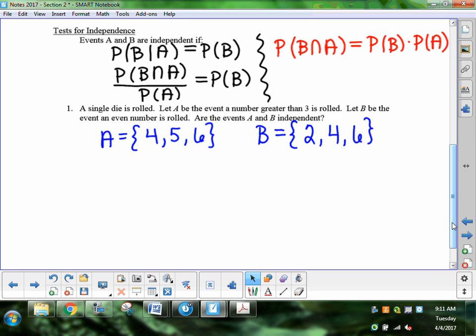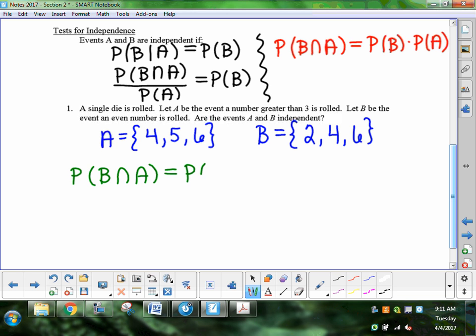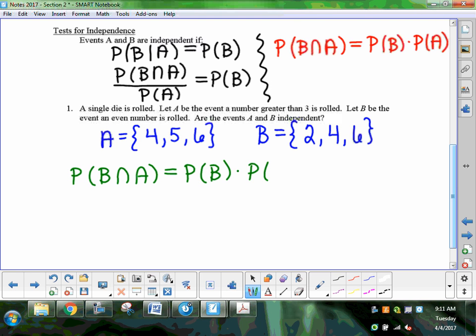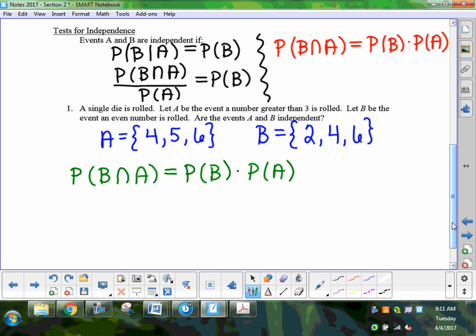Looking at this, let's try to prove this and judge its truth. What's the probability of getting something that works in B and A? Hands up, please, if you can tell me. What's the probability of getting an event that works in both B and A? Look at the sets. You're rolling a dice. What's the probability that the number you get is in B and A? Riley?